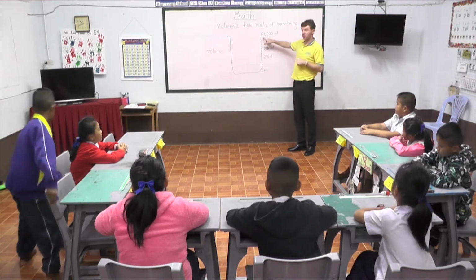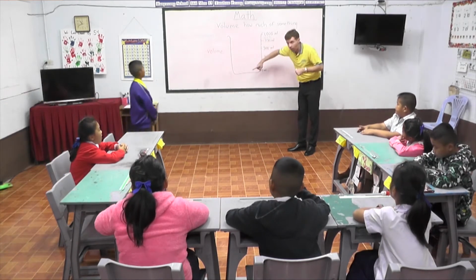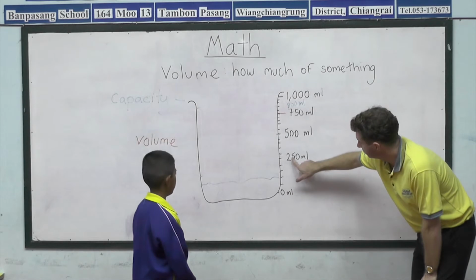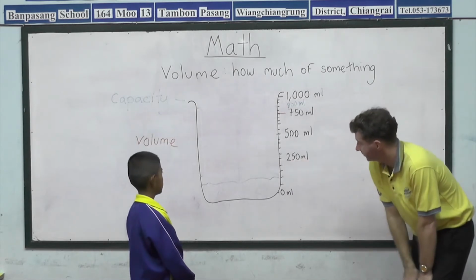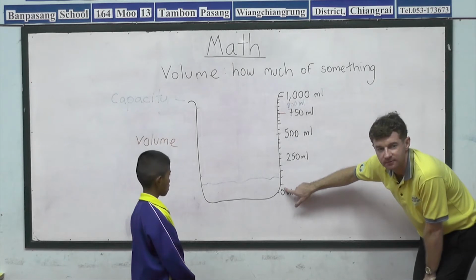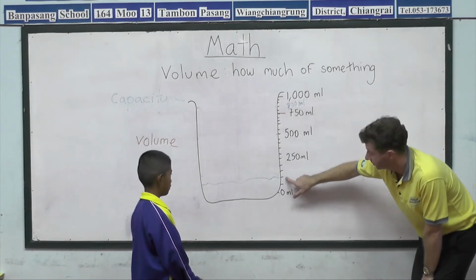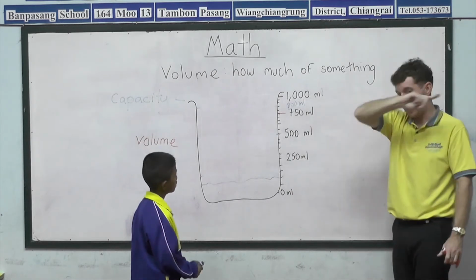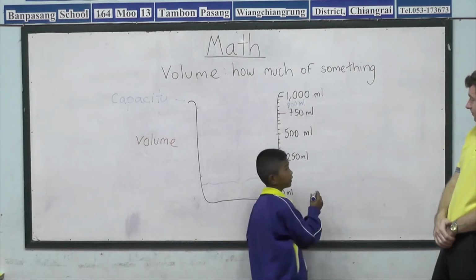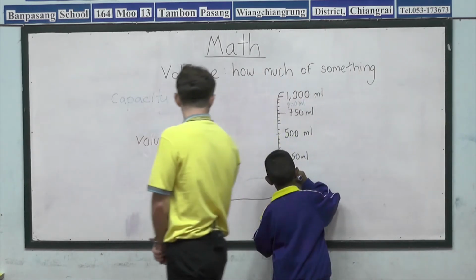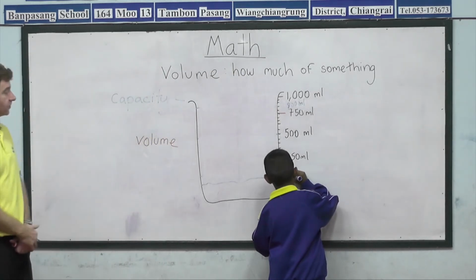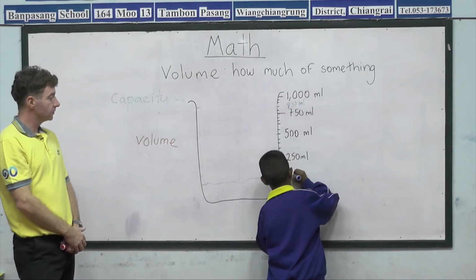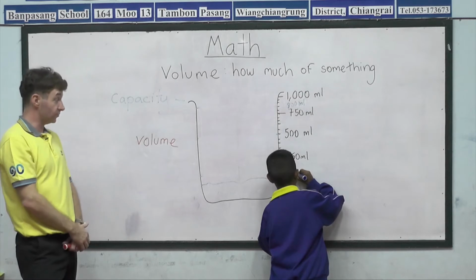It was up here, but now it's all the way down here. Here we have 0. Here we have 250 milliliters. What's this? How many milliliters? 50. So we go up again. 100 milliliters. Excellent. Pat, what's our volume? 100. So 100. 1, 0, 0. ml, of course, for milliliters.